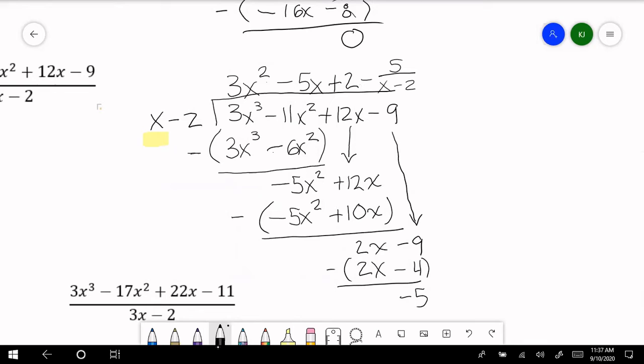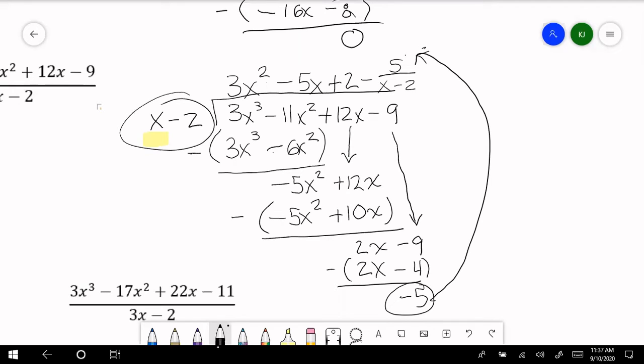So to write the remainder, I'm going to take whatever the remainder is. It was -5. And then I'm going to put it over what I divided by. So this. And that's actually what a remainder was back in the old days. They just didn't teach you that necessarily.